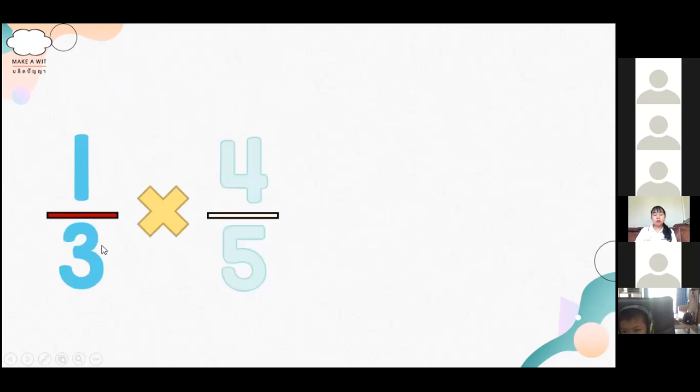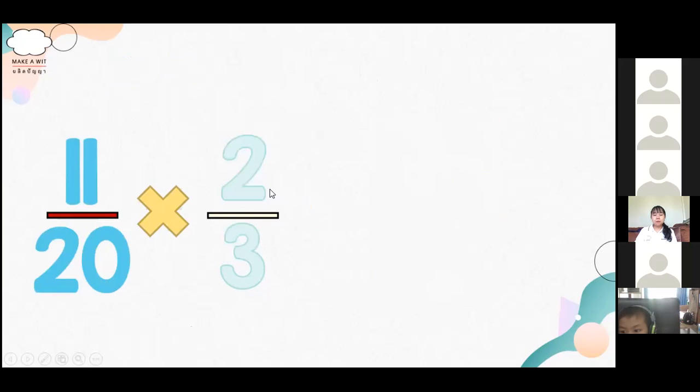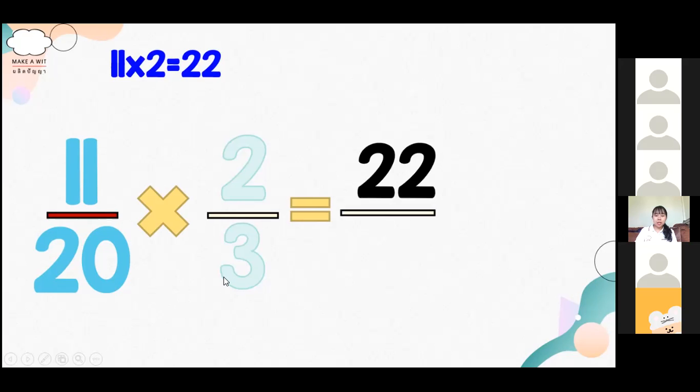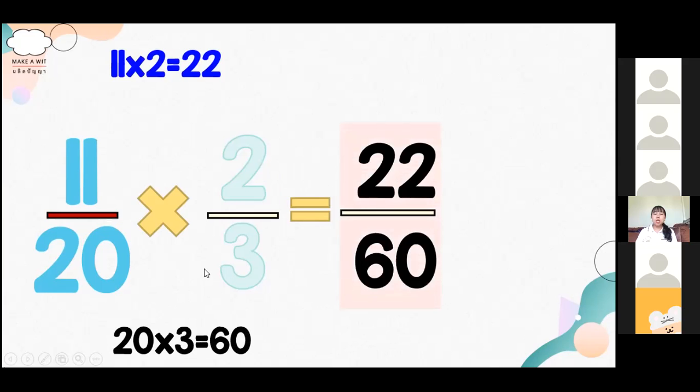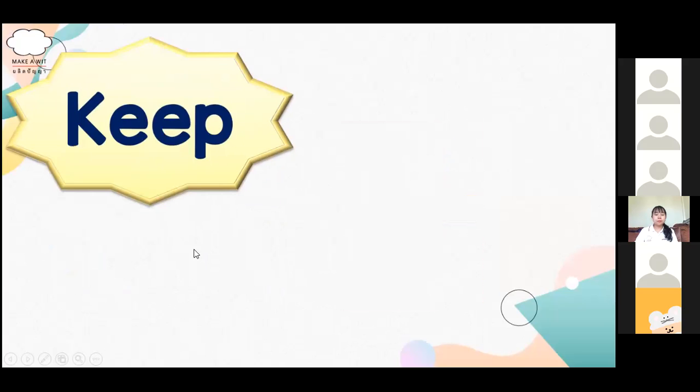Next, we have 1/3 times 4/5. So it becomes 4/15. Next, we have 11/20 times 2/3. 11 times 2 equals 22, 20 times 3 equals 60. Make it into the simplest number. So it becomes 11/30.